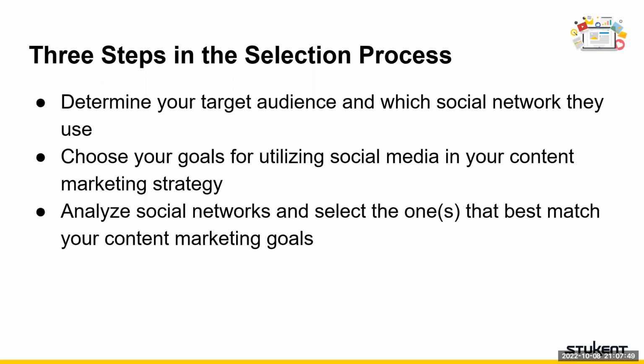And you go through these 3 steps. One, your target audience: figure out what they are and which social networks they use, which is what this chapter is about. Two, choosing your goals for utilizing social media in your content marketing strategy. So, for example, if your content plan is all about video, specifically YouTube, you're really big on YouTube, you're going to need to think about how that is going to translate to other social networks.